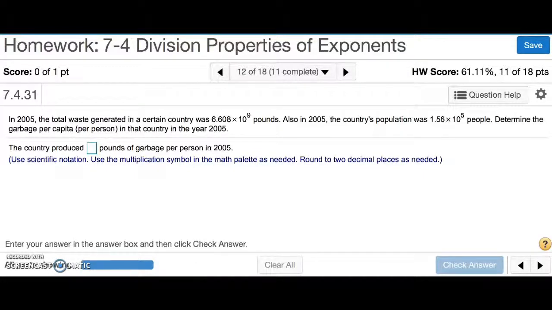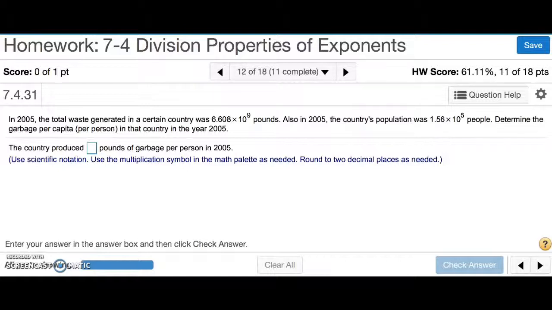Number 12. In 2005, the total waste generated in a certain country was 6.608 times 10 to the 9th pounds. Also in 2005, the country's population was 1.56 times 10 to the 5th people. Determine the garbage per capita, or per person, in that country in the year 2005. And it says to use scientific notation and to round it to 2 decimal places as needed.